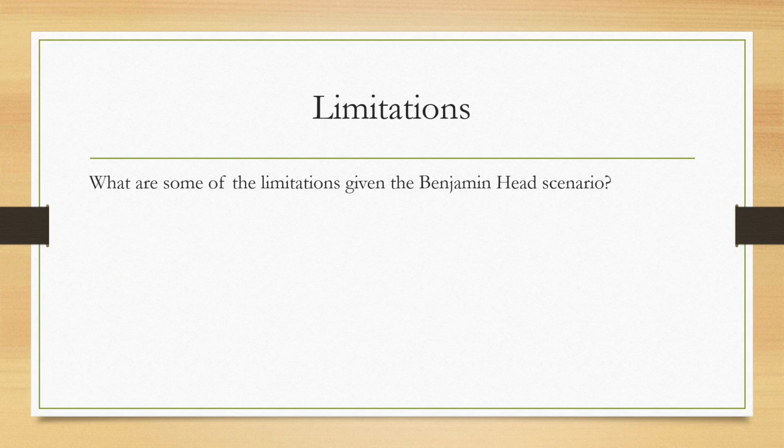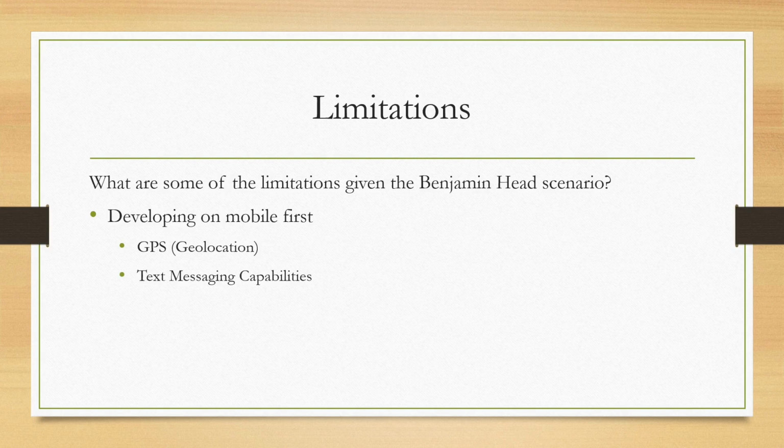So what are some of the limitations that we could have given this Benjamin Head scenario? Well, one limitation is since we're developing on mobile first, we have a limitation where we can access GPS. So it's something we can do. Like if we were doing desktop, we couldn't access GPS. We have text messaging capabilities. We can make phone calls. We can get haptic feedback.